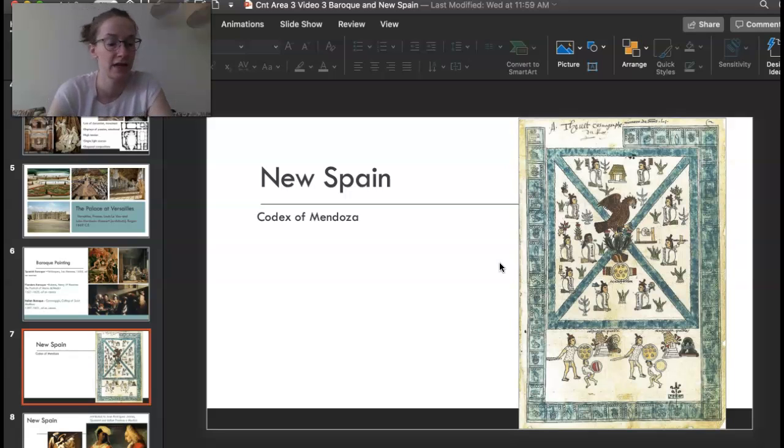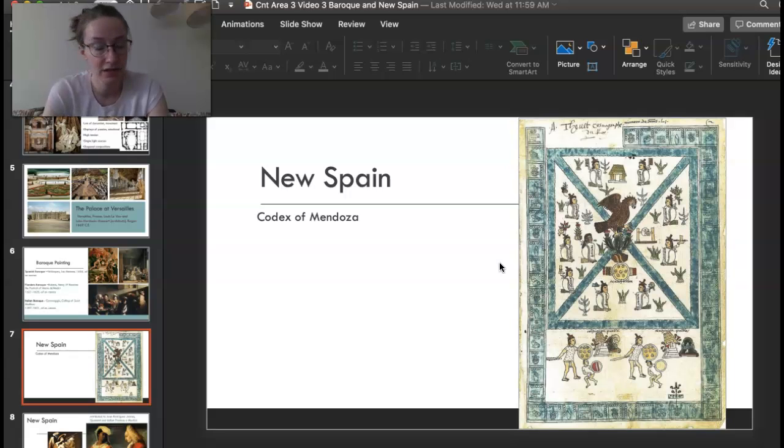So this piece was actually commissioned by native scribes in the Mexican region, and it was commissioned by probably the viceroy, commissioned as a one page in an illuminated manuscript that was probably meant for King Charles back in Spain.